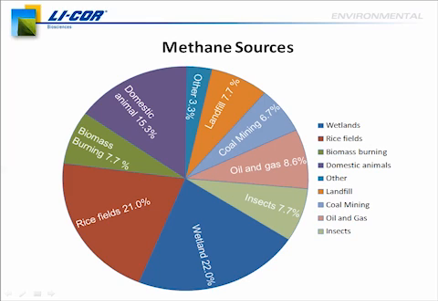This chart shows a brief breakdown of our current understanding of the methane sources. You'll see a large portion, 22%, is coming from wetlands, 21% from rice fields, about 15% from domestic animal production, and then there's a variety of other sources as well. And so we need to continue to characterize these sources and better understand how they're interacting with the atmosphere and with the climate.